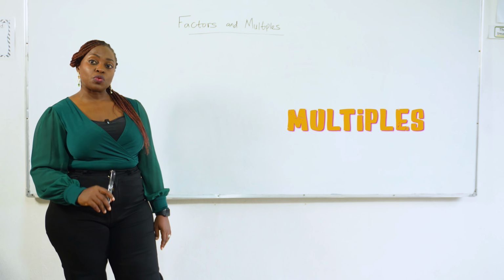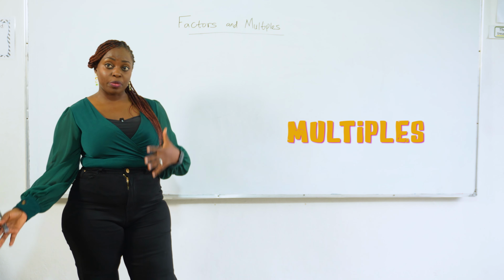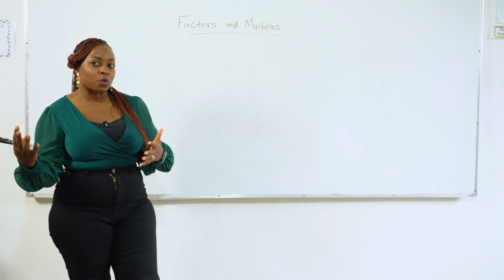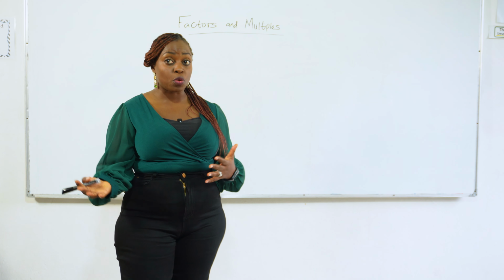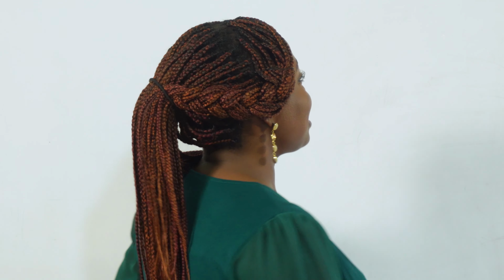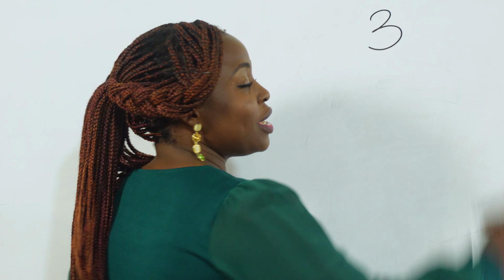Now let's look at multiples. What are multiples of a number? Just listen to the word multiples. It sounds very similar to multiplication, right? Or multiply. Now, multiples of a number means that number multiplied by 1, multiplied by 2, multiplied by 3, and multiplied by 4, and going on like that. So, the lowest multiple of a number is the number itself. I'll explain. Let's say we're dealing with a number like 3.